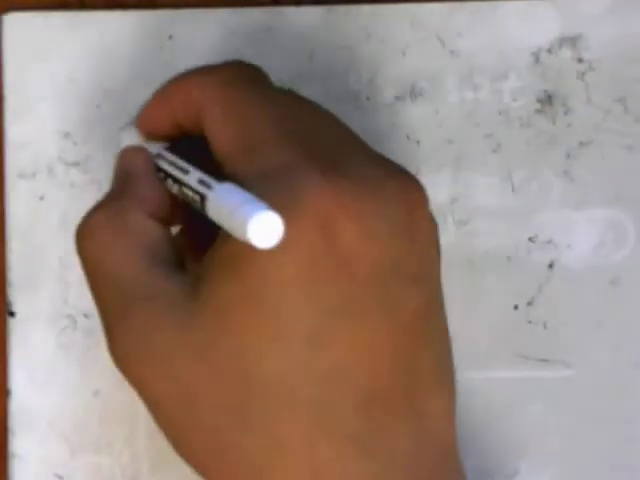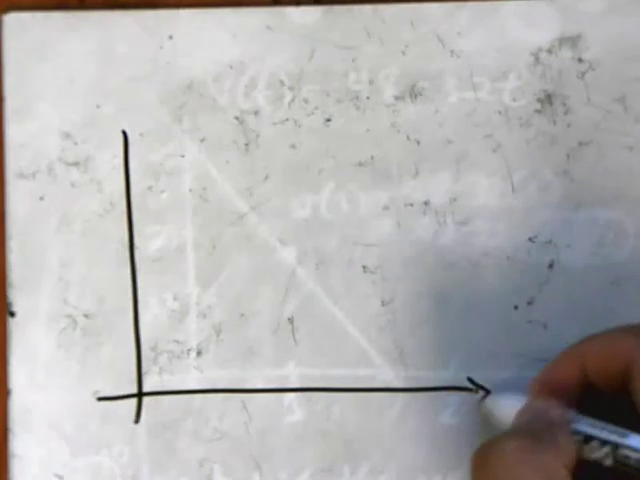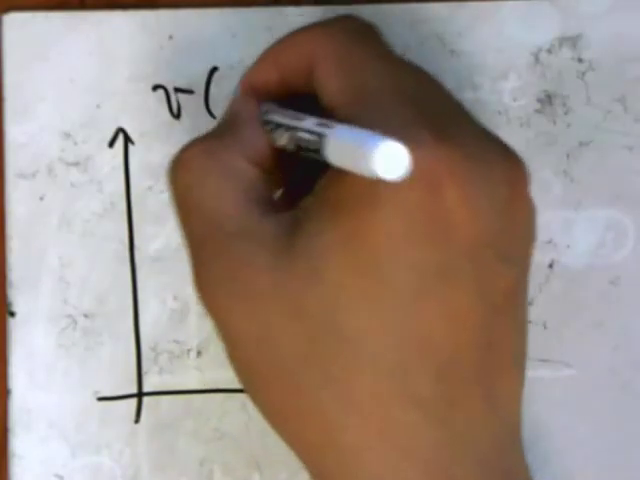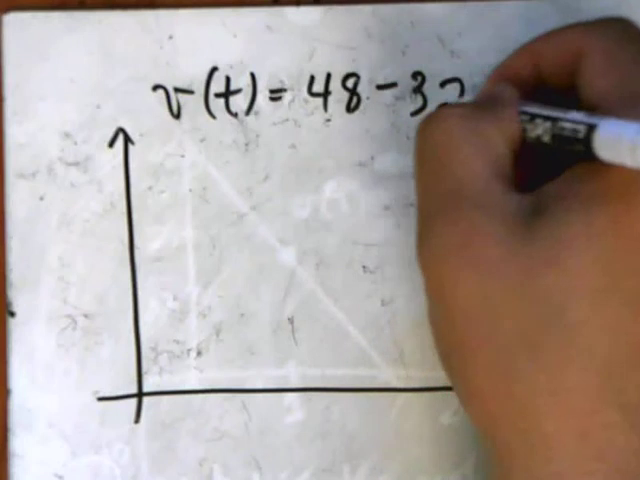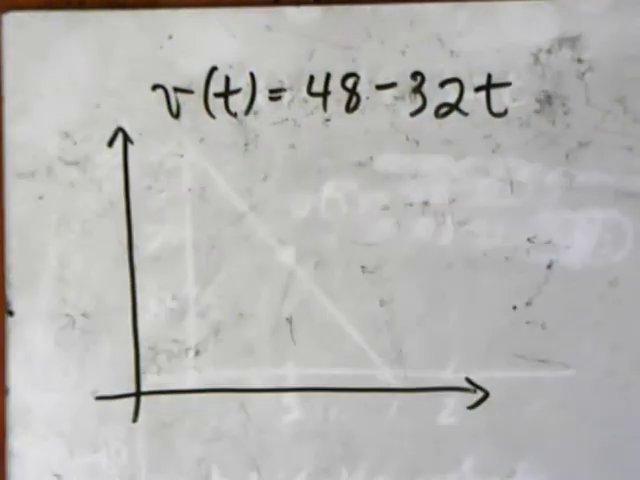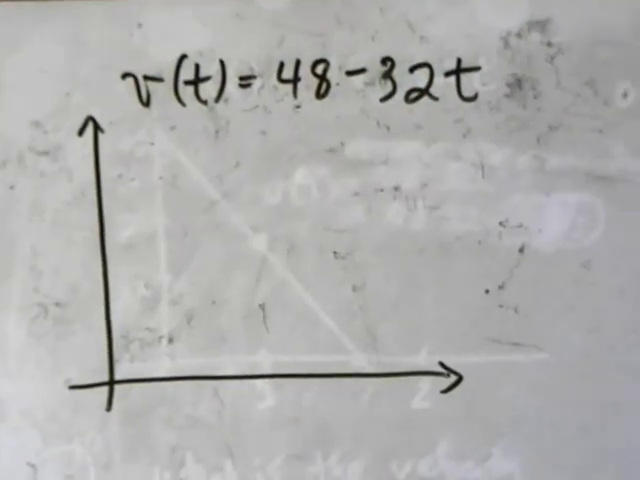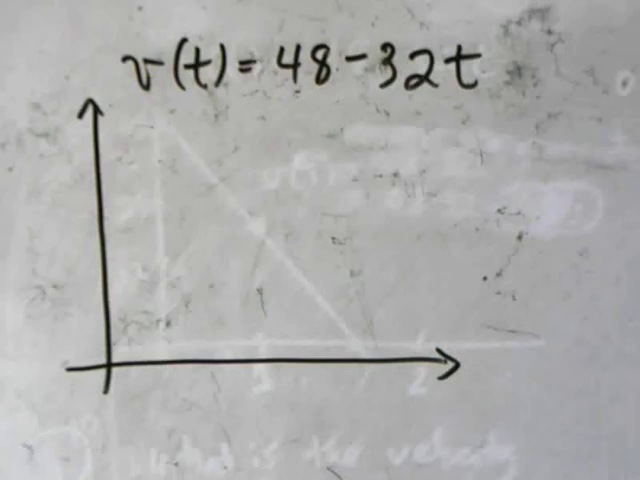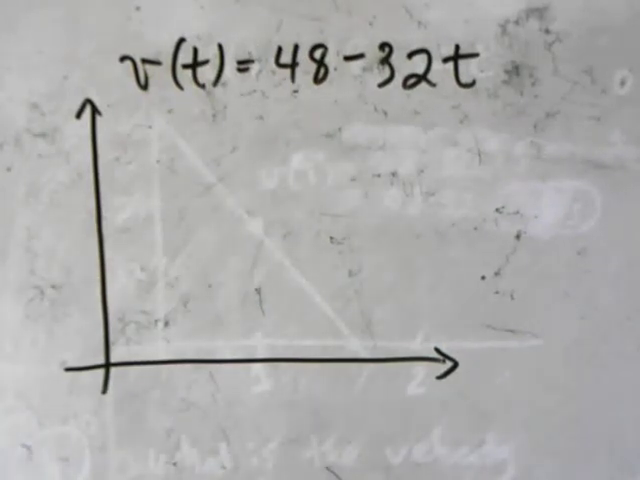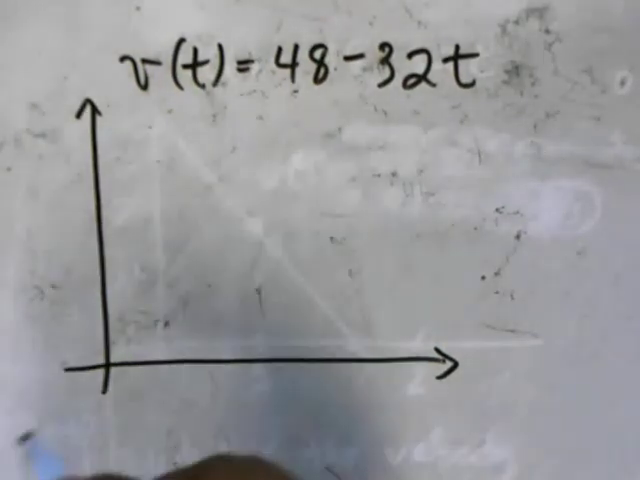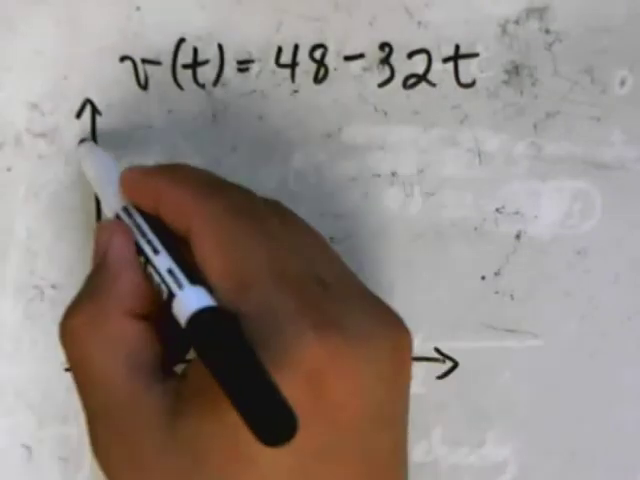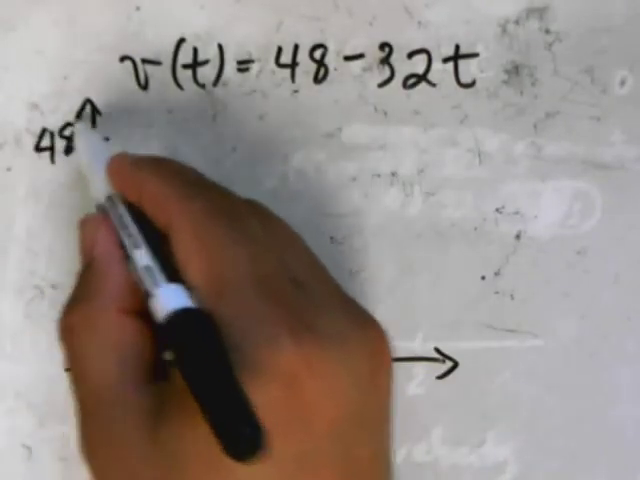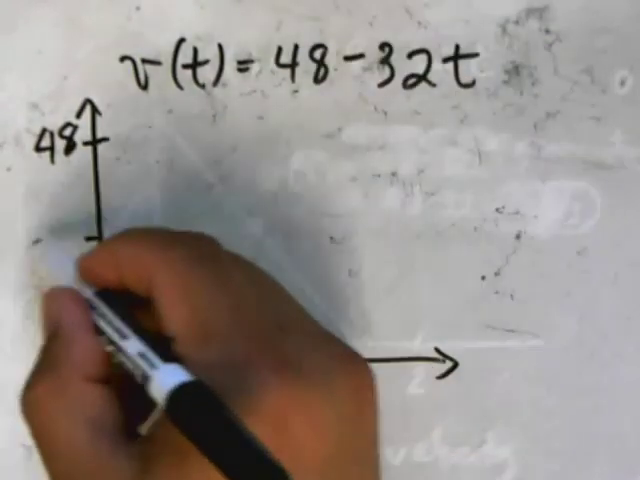So let me draw my xy plane here. And I'll just rewrite the function. V of t equals 48 minus 32t. Okay. I can graph this using a TI-83, but I think it can be done just as well here with some basic geometry or algebra rather. So I know that the y-intercept is going to be 48.